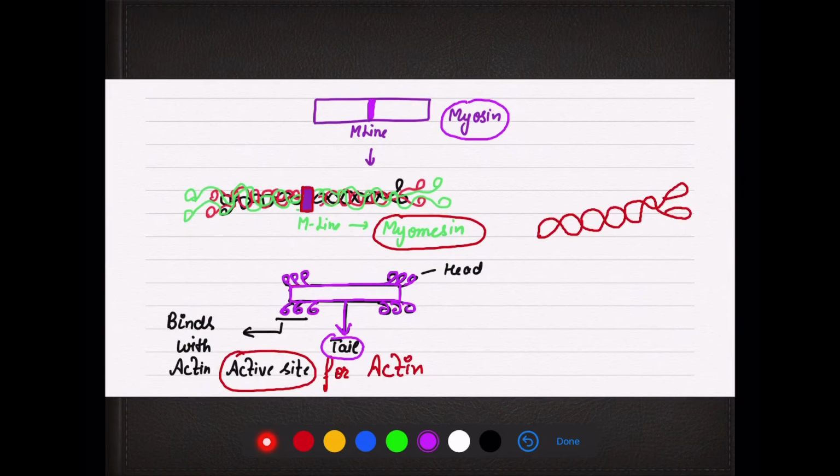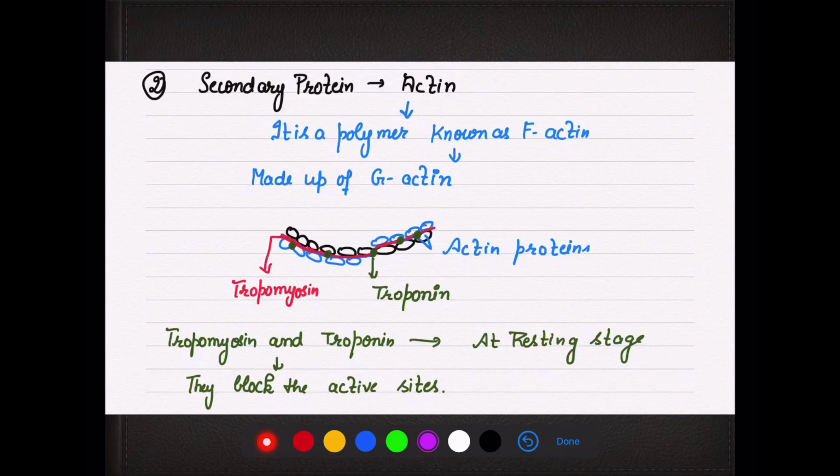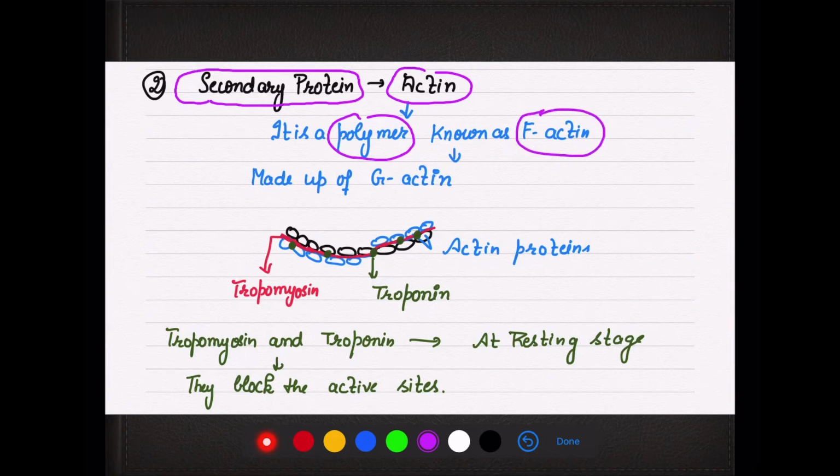It means as you look at its structure like this, there should be something present on the actin which can easily bind with these heads. So now the other structure we will talk about is our secondary protein, which is actin. It is again a polymer, and the polymer form of actin is known as F actin, right?